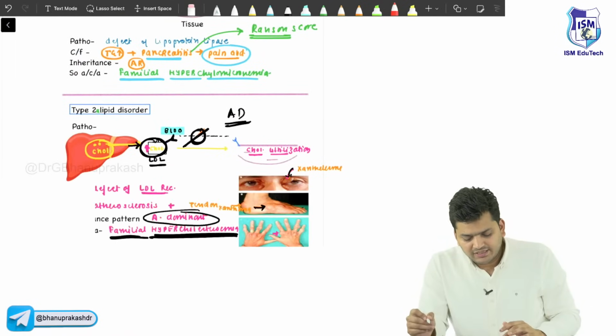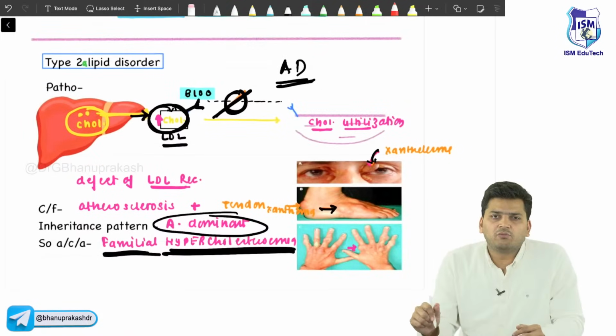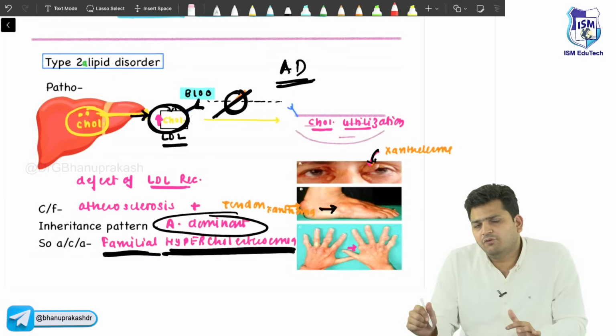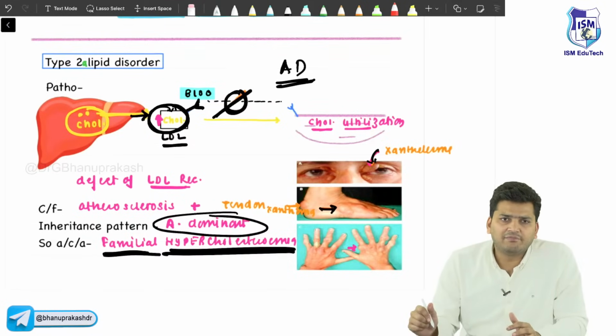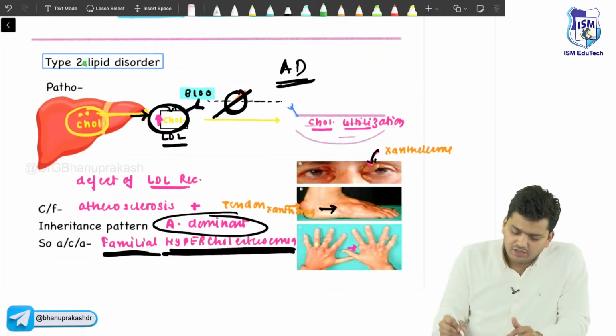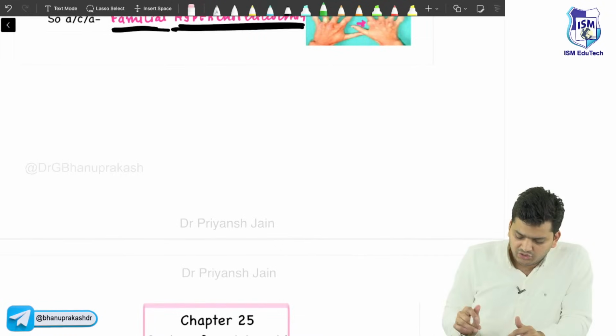Then we have discussed the various lipid disorders. The type 2 lipid disorder was familial hypercholesterolemia. In all the 5 family members, the cholesterol levels will be high. That is familial hypercholesterolemia.